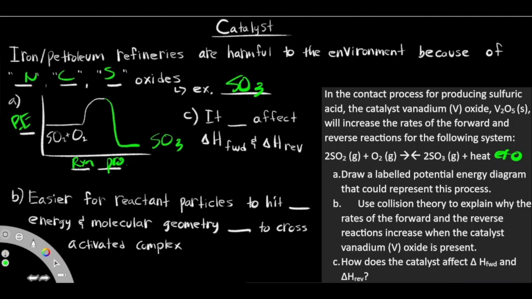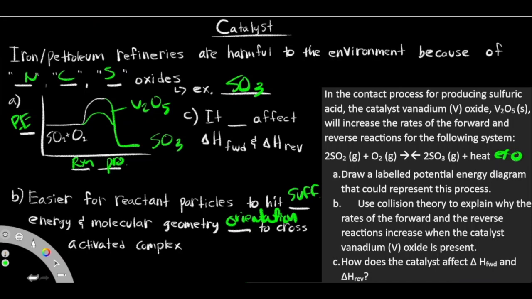Using collision theory, explain why the rates of the forward and reverse reactions increase when this catalyst is used. Well, our catalyst is going to be right over there, right? This is going to be our V2O5. It makes it easier for this activated complex here to be hit as opposed to being up here. So it's easier for the reactant particles to hit that sufficient amount of energy threshold, and of course the molecular orientation as well, to cross that activated complex so that it can proceed in that direction.